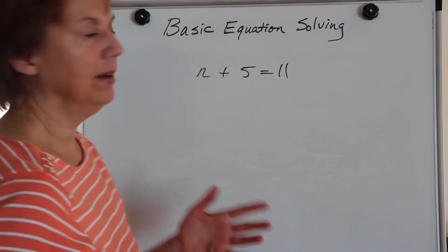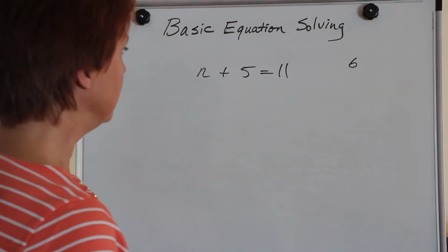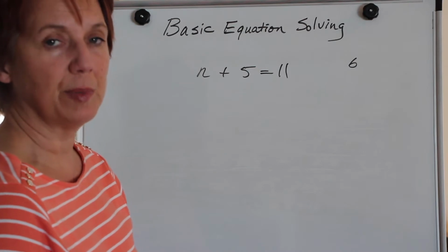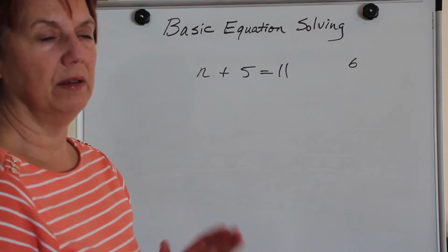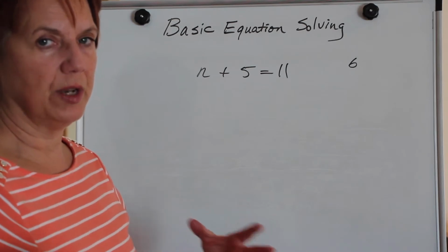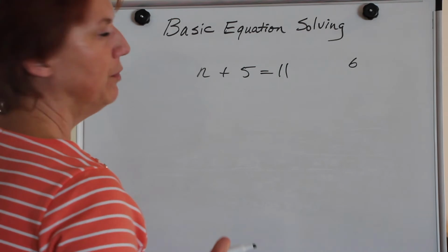Well, we can look at it and say, this is obviously 6, right? Because 6 plus 5 is 11. So a lot of these we can simply do by inspection, but that really quickly becomes impossible when the equations get much larger. So something like this, very, very simple.